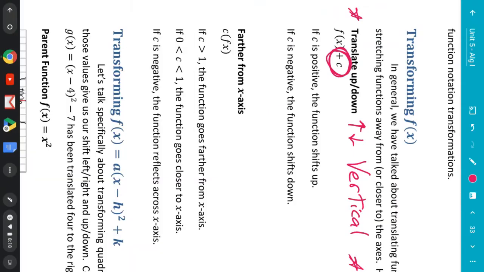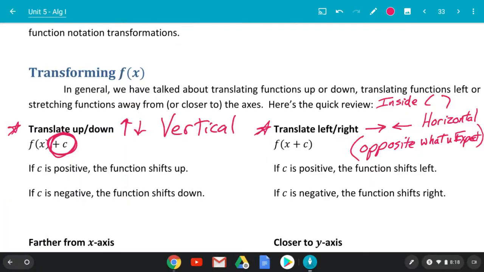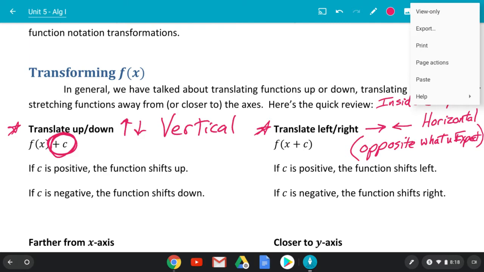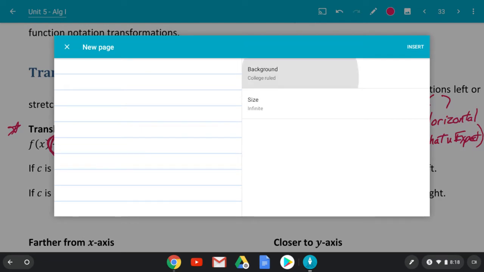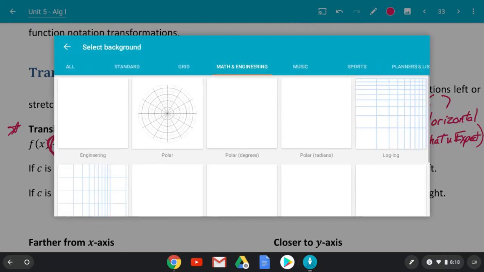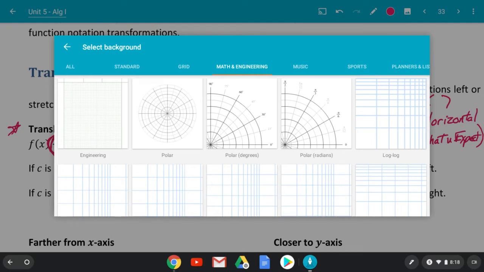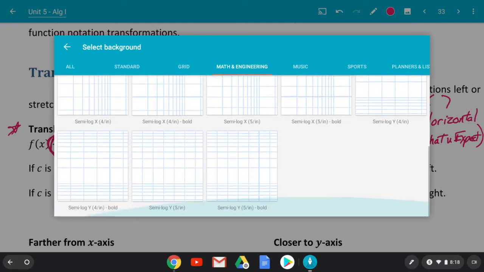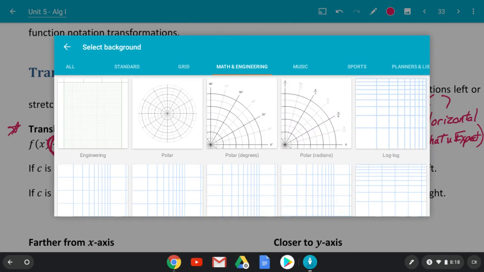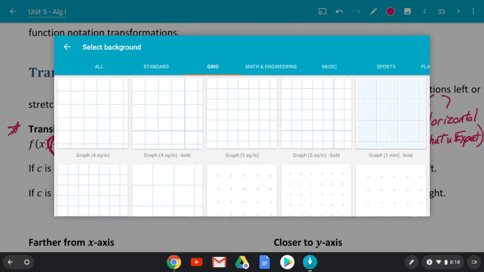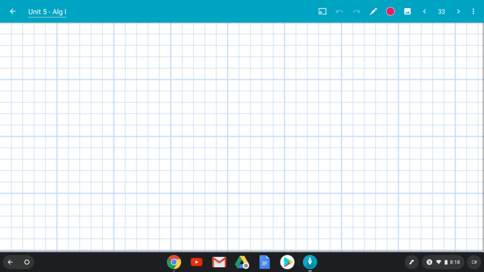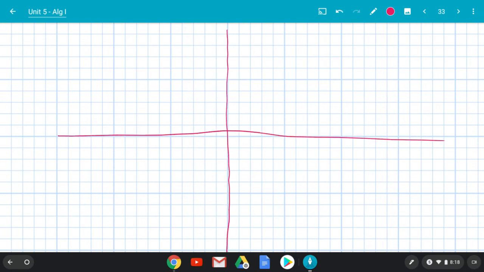That's not what I wanted to have happen. Let's see if I can insert a page here. That was lovely.